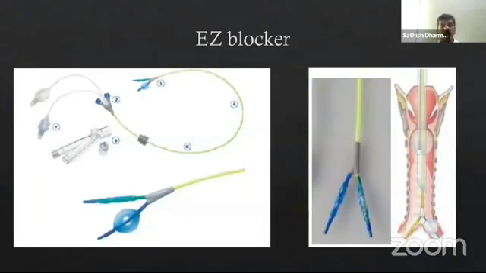Next is the EZ blocker. As the name suggests, it is an easy blocker, but it comes with a Y limb with two cuffs, not like a single cuff. It has two cuffs. So it will be placed as in this second picture. You can see inside the single lumen tube, it is placed like a Y on the carina. So whichever limb you want to inflate, you can use that cuff and inflate it.